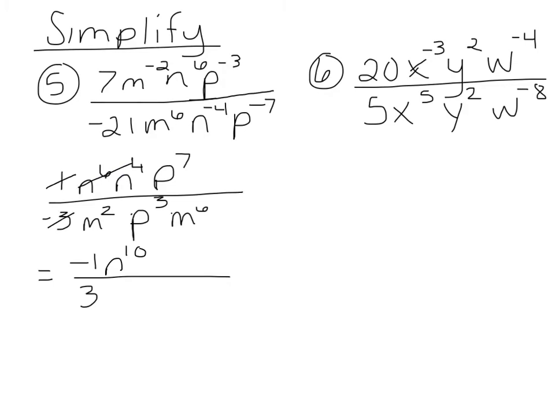Okay, the p's then we could do next. So there are 7 p's on top, 3 p's on the bottom. So that means there are more p's on the top, so that's where the p's are going to end up. So that means that these 3 right here will cancel out 3 of these, so there's only going to be 4 left on top. So p to the 4th will go on top. Okay, if there was more p's on the bottom, then that's where they would end up.